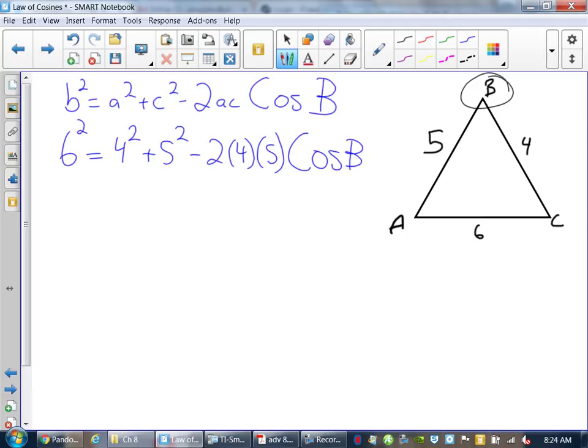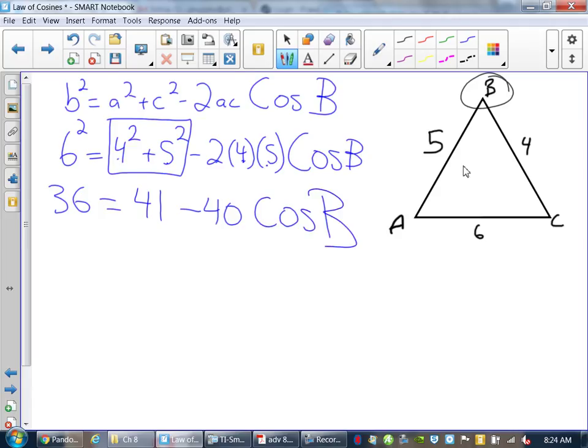What's 6 squared? What's 16 plus 25? Two times 4 times 5. Notice you're back to something like this then. What do you move now? 41. Move the 41 over.